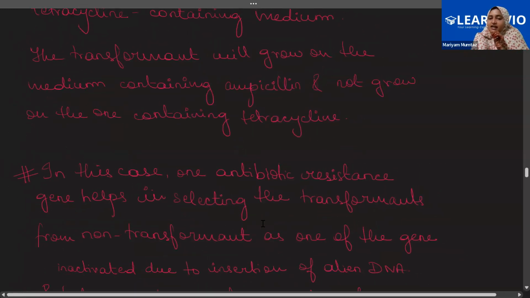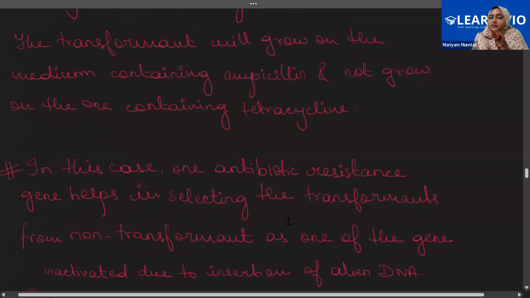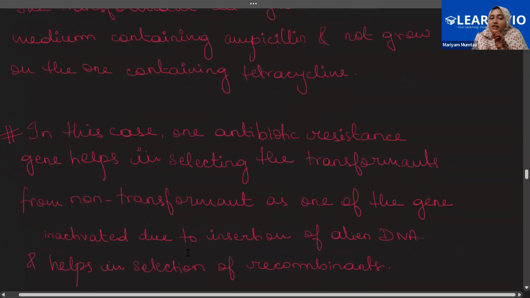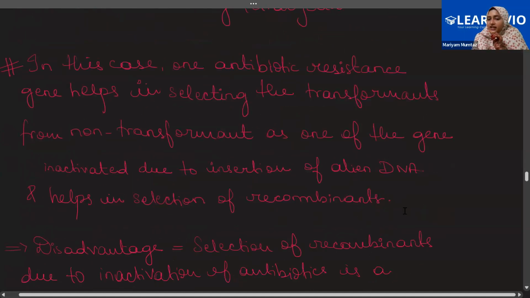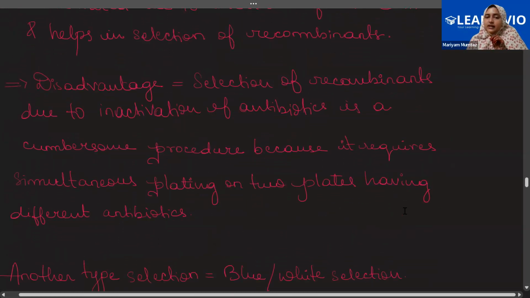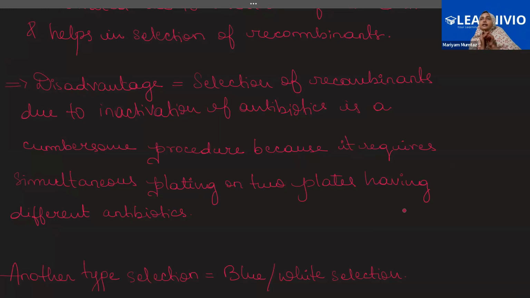Now in this case, the antibiotic resistance gene helps in selecting the transformants from the non-transformants, as one of the genes inactivated due to insertion of alien DNA helps in the selection. But what is the disadvantage of this entire thing? It is a very tedious process, meaning you have to first put it here, then put it here, then put it here. You have to do several platings. And if you have less time and you want the results quicker, this is not ideal, right? Because you have to wait for the observation.